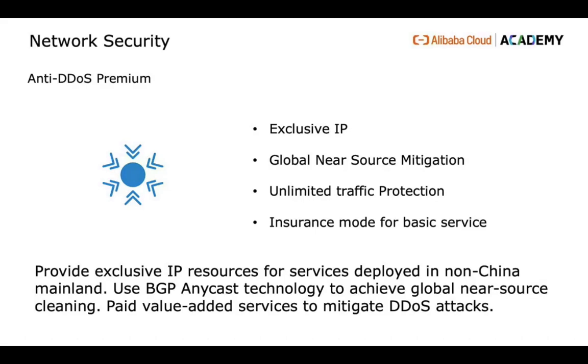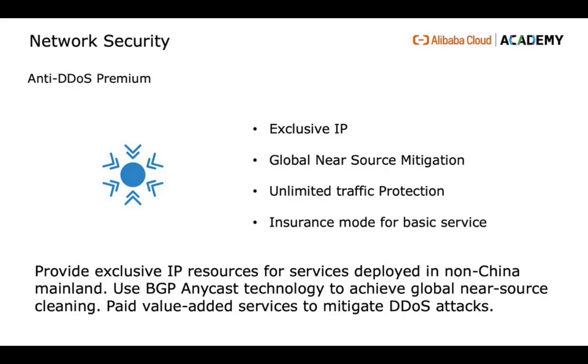Unlimited protection. Anti-DDoS Premium provides unlimited protection with full capacity to each user by comprehensively utilizing global near-source mitigation abilities. In 2018, the total protection capacity of Alibaba Cloud International Anti-DDoS Scrubbing Center increased to over 2 terabytes per second. Anti-DDoS Premium aims to defend against every single DDoS attack for you.